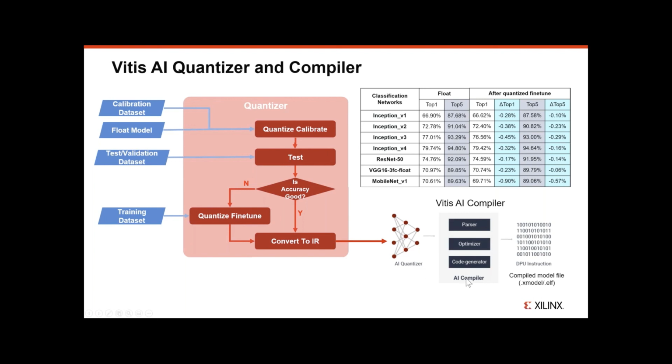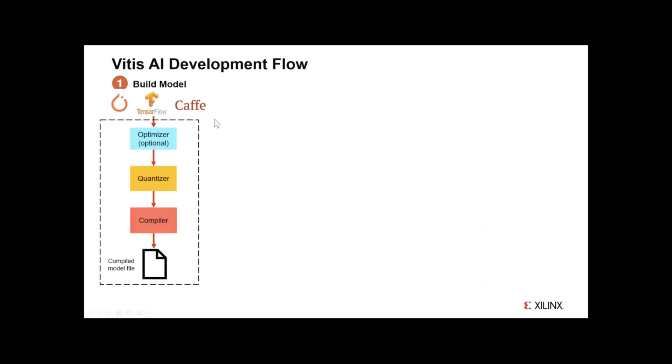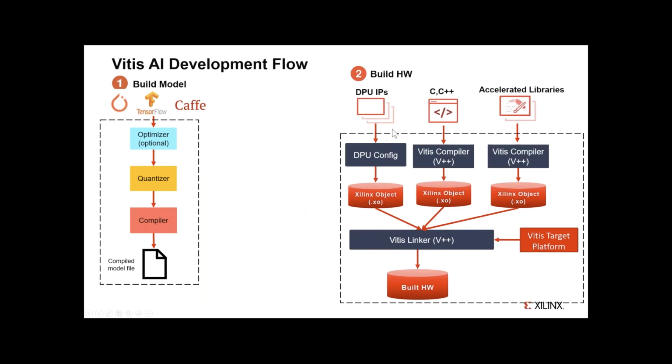The final step there then is to compile the model. You get the output of the quantizer ingested into the compiler, and the compiler will do the parsing, optimization, scheduling, and code generation, which will result in a .xmodel or .elf file that can be run on the DPU. So what we just walked through here is this flow on the left. This allows you to go from a framework to a compiled model file that will run on the DPU.